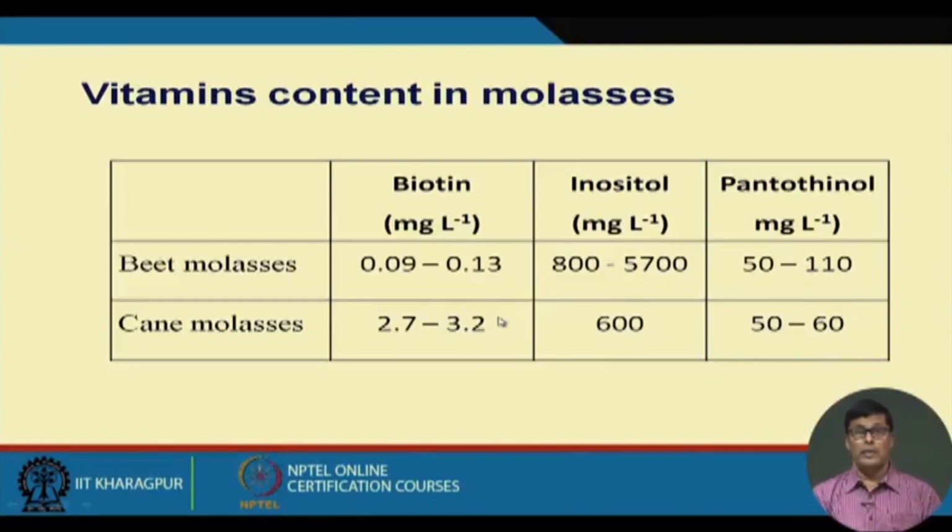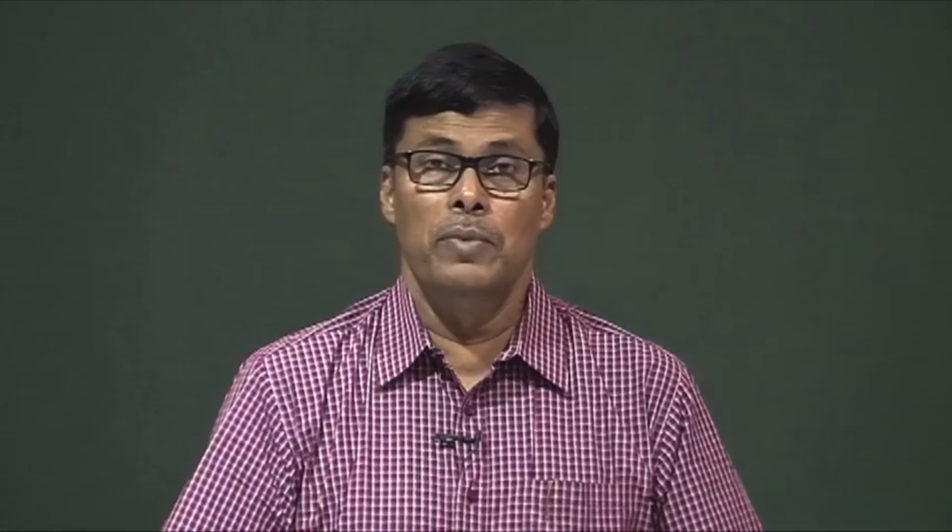So, it is recommended that if we mix beet molasses and cane molasses in the ratio of 1:1, then it is ideal for the alcohol fermentation process.